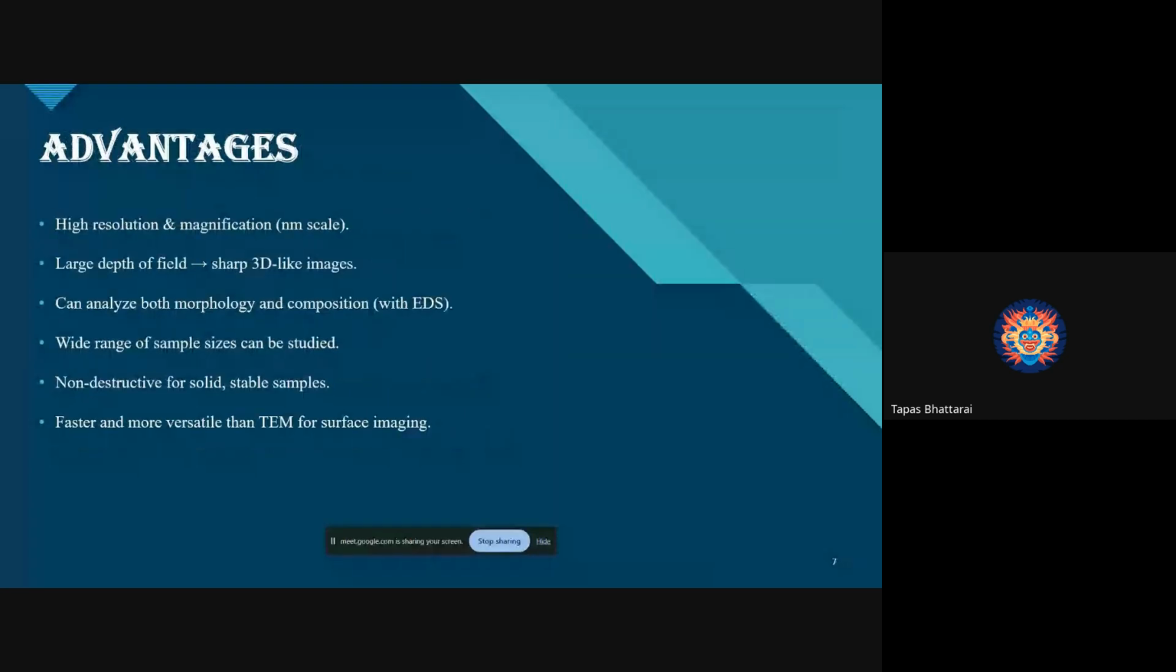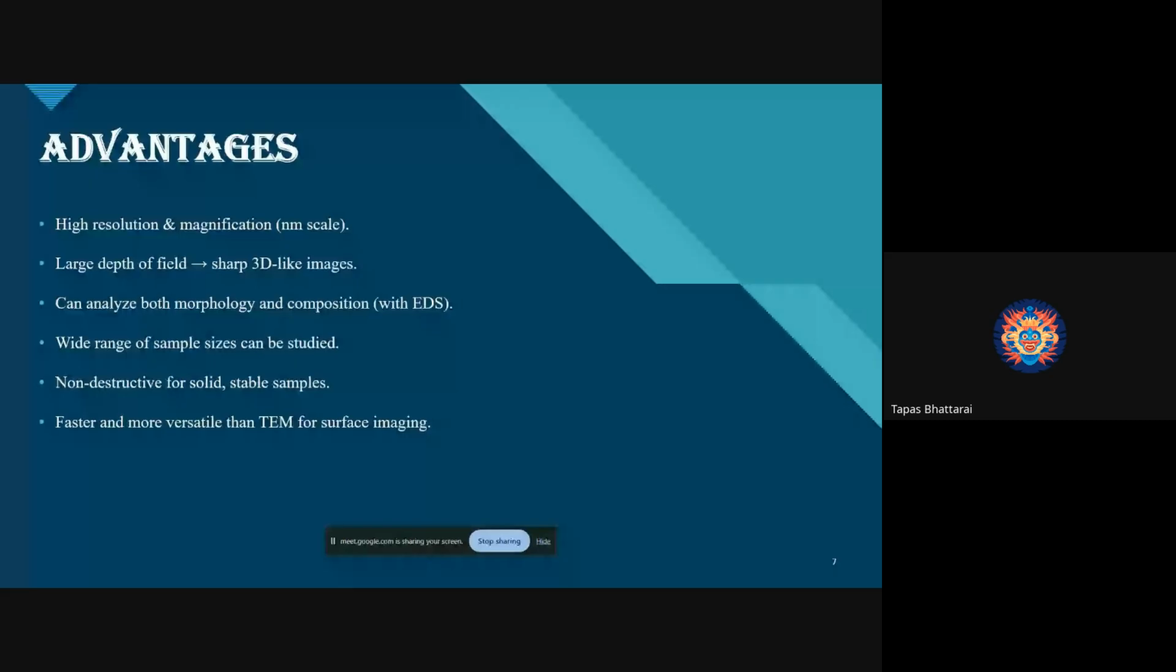Now we're going to discuss some of the advantages that SEM offers. Firstly would be the high resolution and magnification, which enables us in viewing structures at nanometer scale, and the larger depth of field, that is 3D view. And other would be it could provide morphological and compositional information, especially when paired up with EDS. And other would be it's non-destructive, with a wide range of sample sizes and shapes. And if we compare it to transmission electron microscopy, SEM is faster, more versatile, and easier for surface imaging.